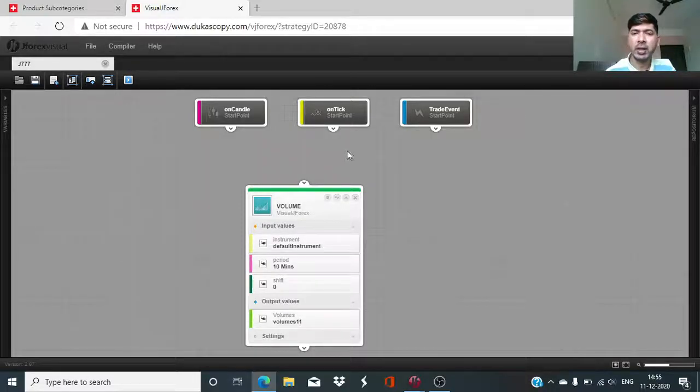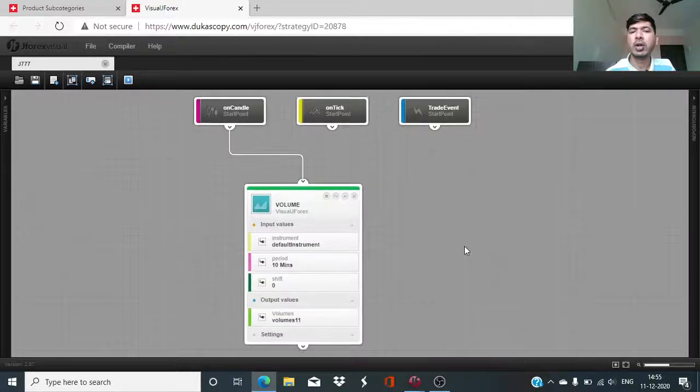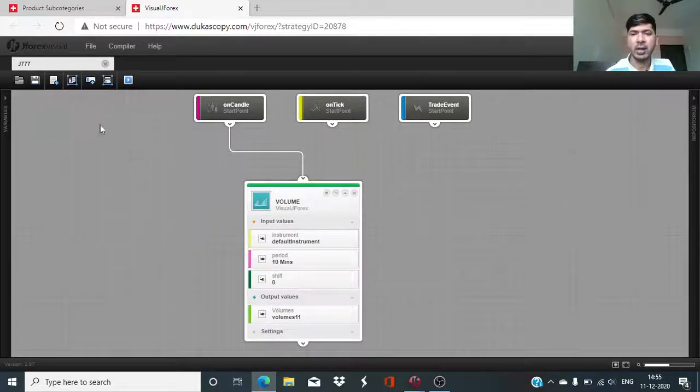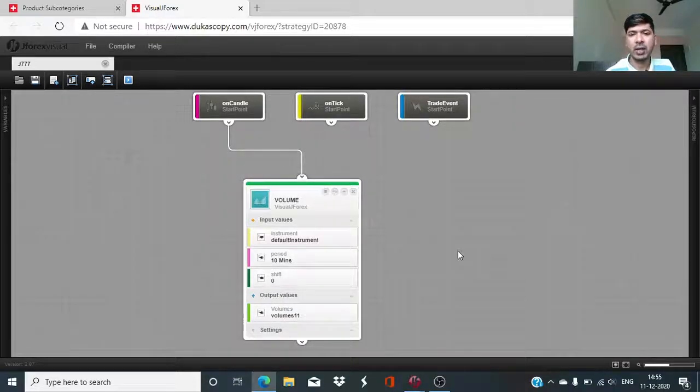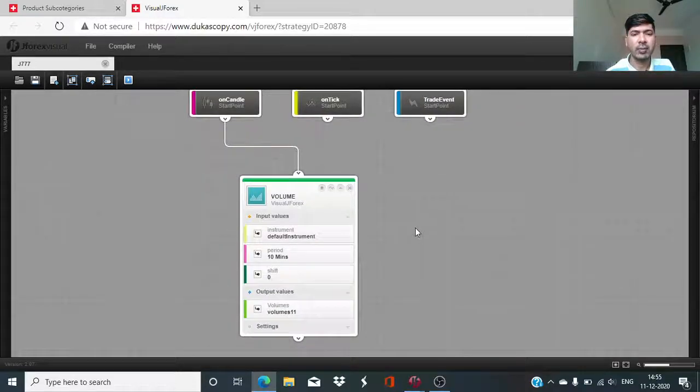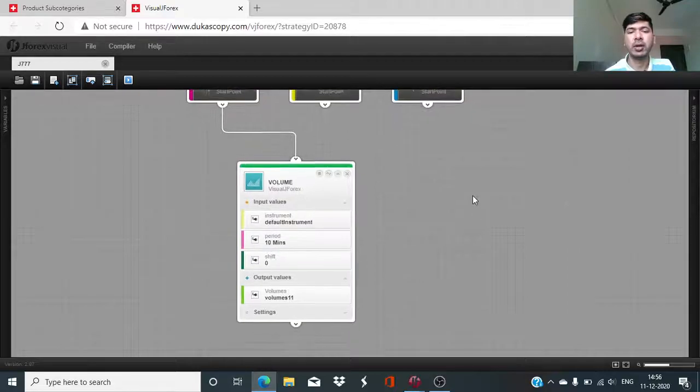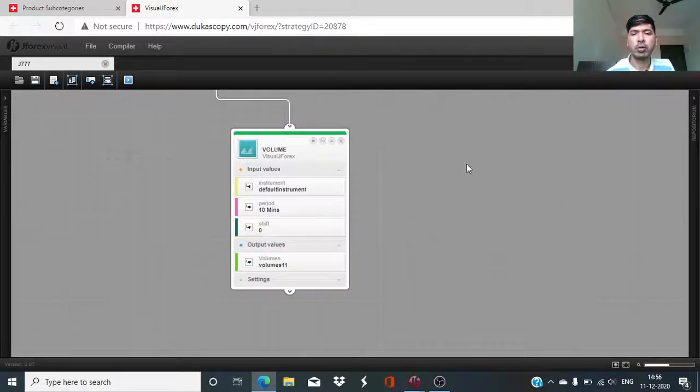So for today's session, we will use the on candle as our initiation point. Any of the three can be utilized to that end. For example, it's not mandatory. You can use any of the three. And I had in my session also explained to you the difference between these three start points. So I will not really go into the details of those now.